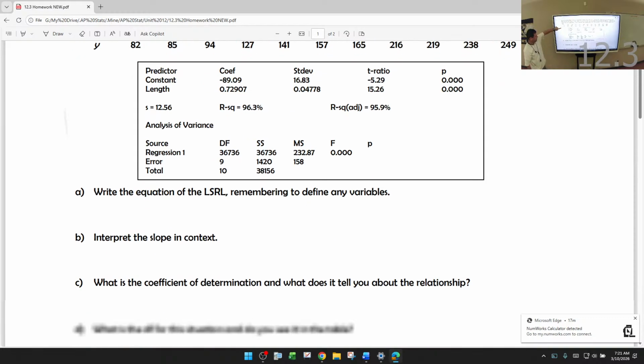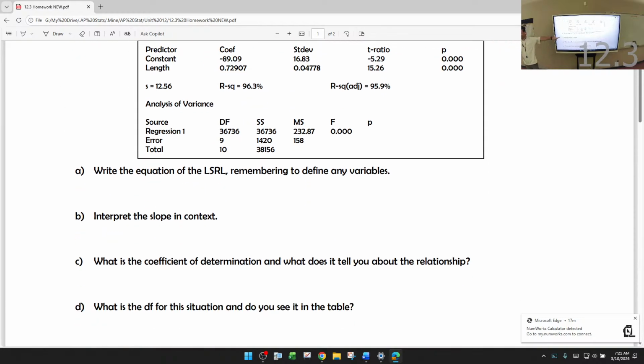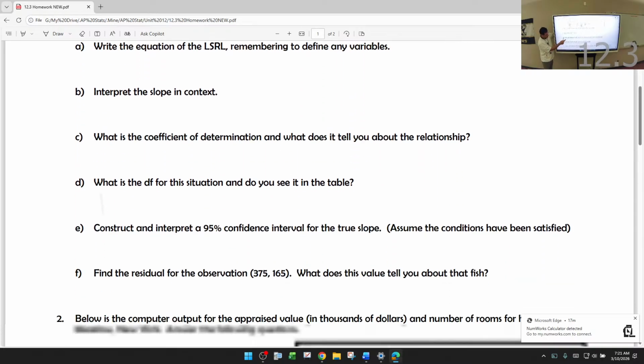Okay, so the equation of the least squares regression line, that you should know from chapter 3. This is the y-intercept, this is the slope, right? Whenever you're writing those, you should not really have y and x. You should tell me what those variables are. This is all chapter 3 stuff. This was more review than it was from 12.3. Same with this, same with this, same with this.